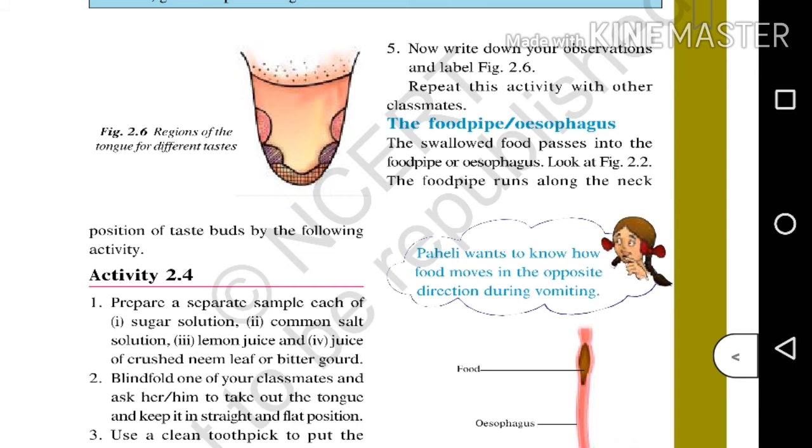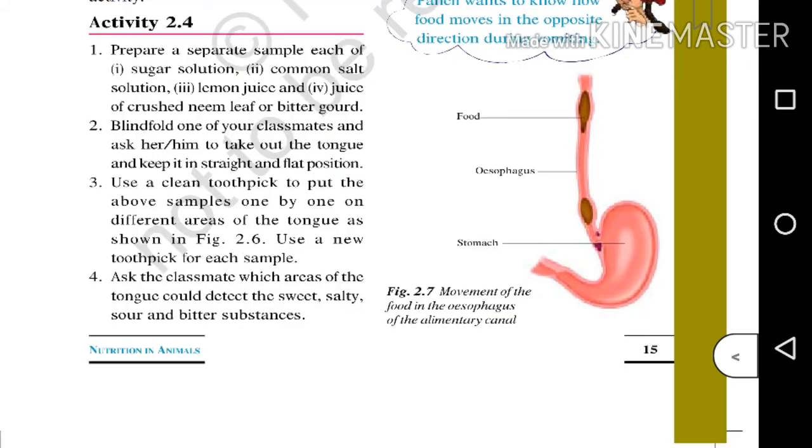Activity 2.4. Prepare a separate sample each of sugar solution, common salt solution, lemon juice, and a juice of crushed neem leaf or bitter gourd. Blindfold one of your classmates and ask her or him to take out the tongue and keep it in straight and flat position. Use a clean toothpick to put the above samples one by one on the different areas of the tongue as shown in figure 2.6.